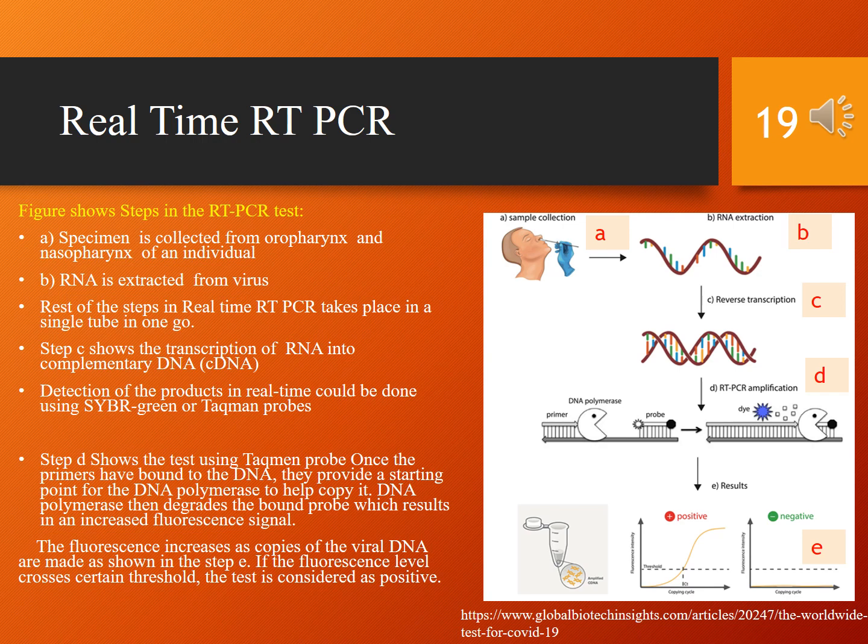Detection of products in real time could be done using SYBR green or TaqMan probes. Step D shows the test using TaqMan probes. Once the primers have bound to the DNA, they provide a starting point for the DNA polymerase to help copy it. DNA polymerase then degrades the bound probe, which results in an increased fluorescent signal. The fluorescence increases as copies of viral DNA are made, as shown in step E. If the fluorescence level crosses a certain threshold, the test is considered positive.